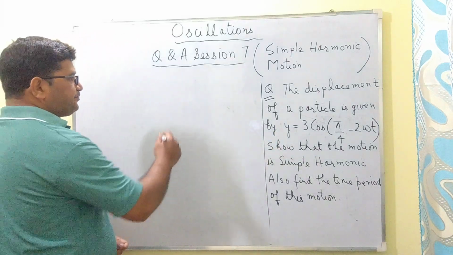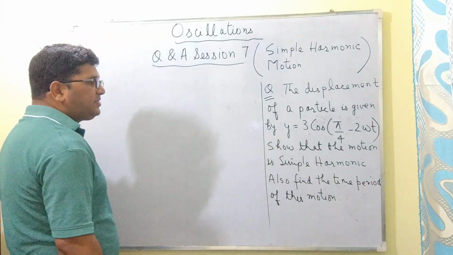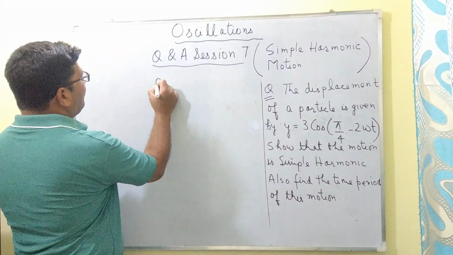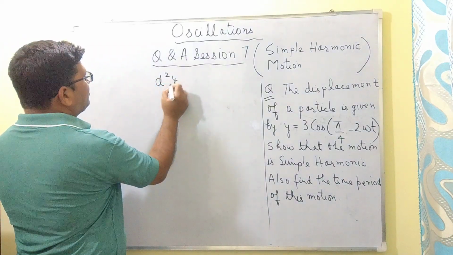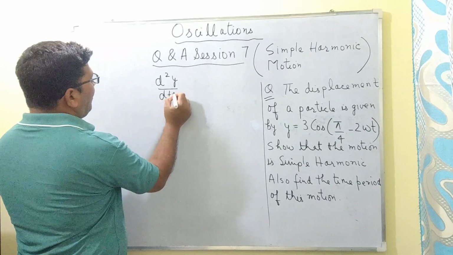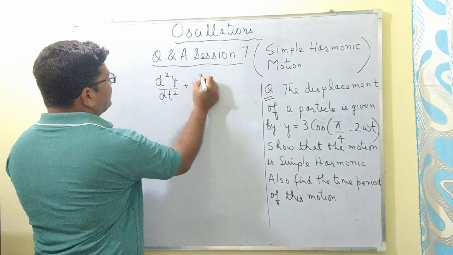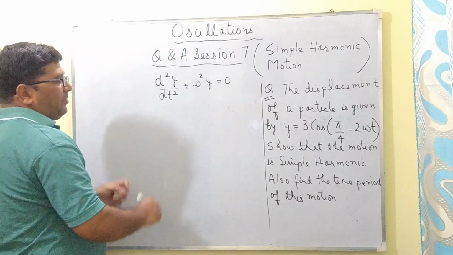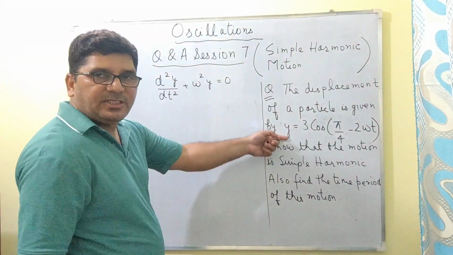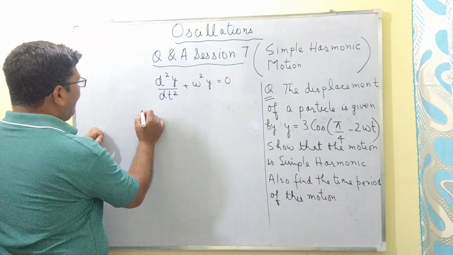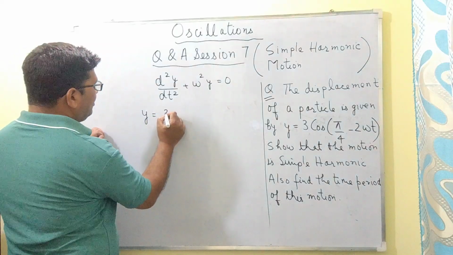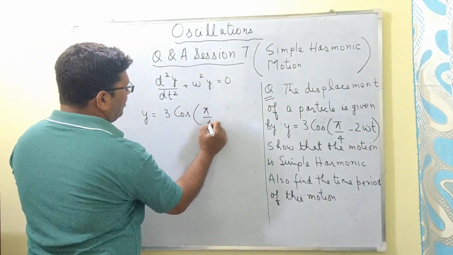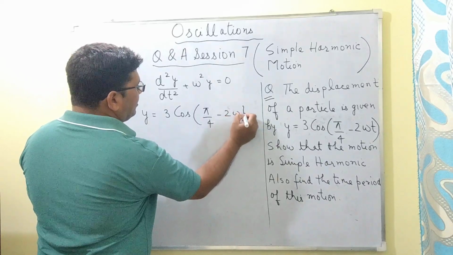Now the particle which is executing simple harmonic motion satisfies the equation d square y upon dt square plus omega square y, and this should be equal to 0. So I will first of all differentiate this equation twice, that is y = 3 cos(pi/4 - 2 omega t).